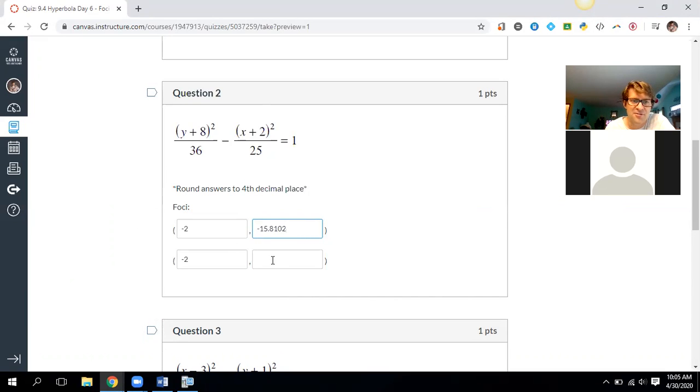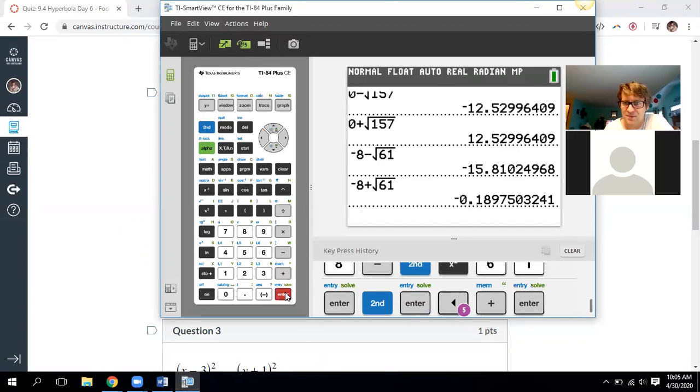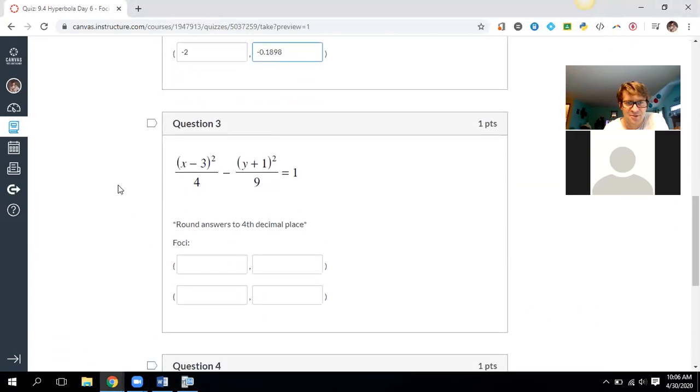And then to get the other number, we're going to take that negative 8 and we're going to add the square root of those two numbers together. So, no, I'll show you a trick. If you're on the TI calculator, if you press second enter, it types back in. I'm just going to tab over, change that minus sign to a plus sign. There we go. So that is negative 0.1898. I'm going to have to double check these answers. They seem crazy, but they probably are. Foci points are really weird.